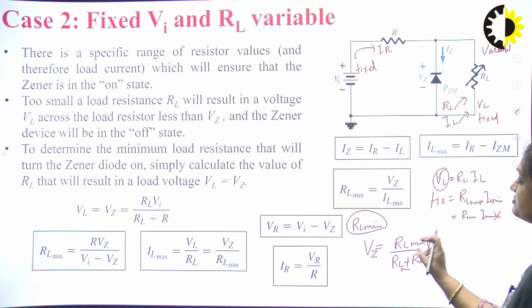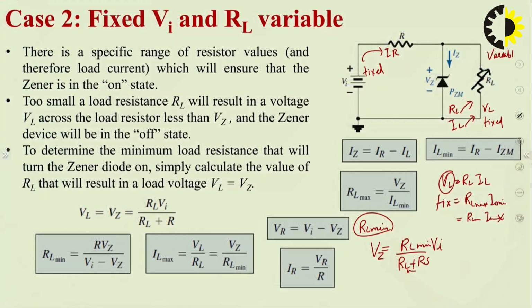This much minimum value of resistance must be required so that the output voltage must be equal to Vz. So by this equation we can find the value of RL minimum. By using this expression we can cross multiply and obtain the value of RL minimum. So RL minimum is this. So IL max will be Vz upon RL minimum. Vz would be equal to VL, so here it will be Vz upon RL minimum.